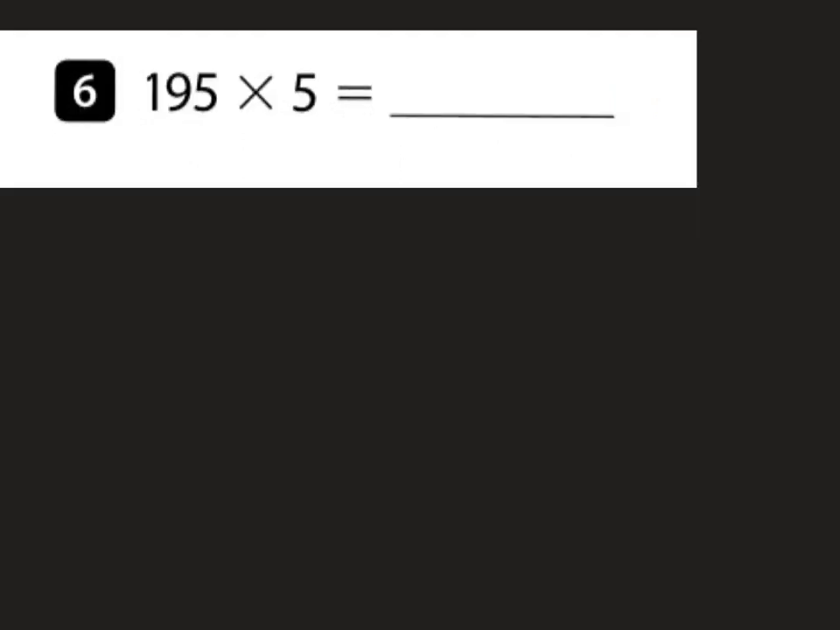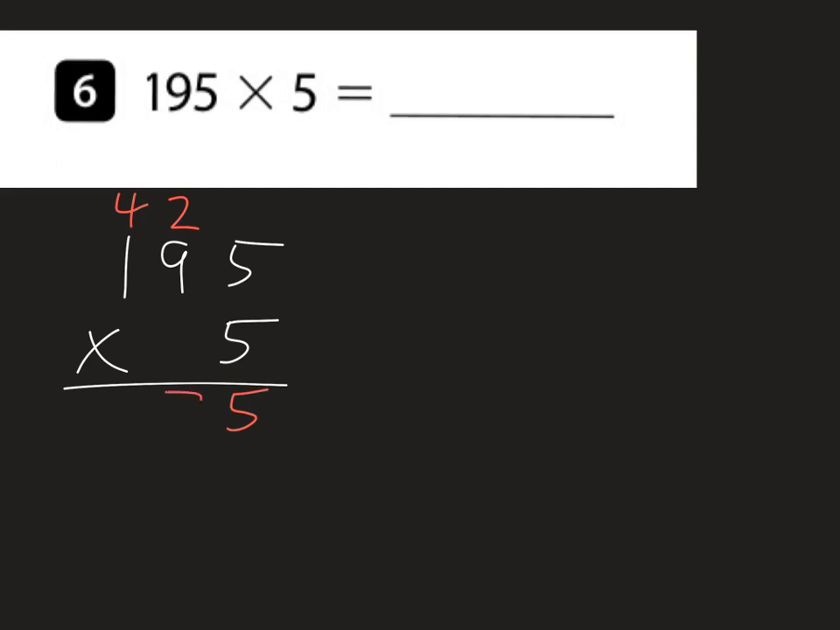All right, number 6, 195 times 5. Let's distribute the 5 to our units place. 5 times 5 is 25. 5 times 9 is 45 plus 2, which is 47. And finally, 5 times 1 is 5 plus 4 is 9. So our product of 195 times 5 is 975.